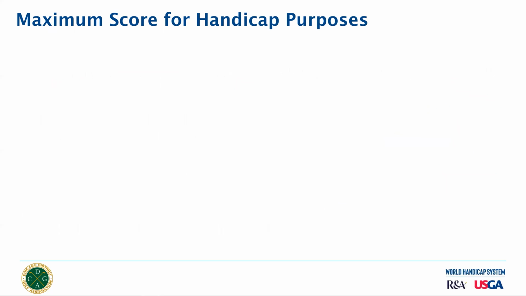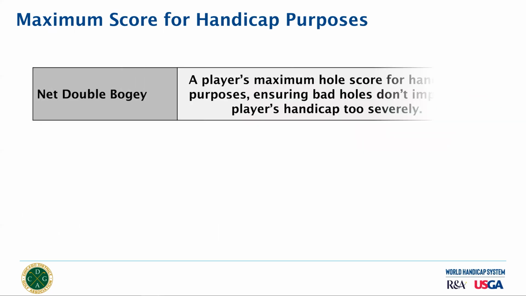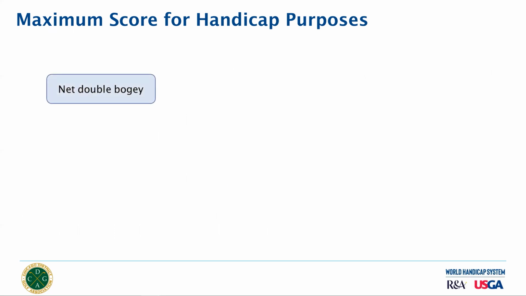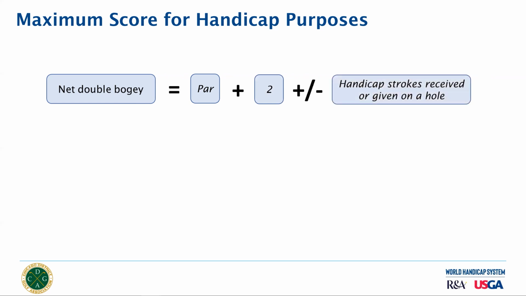Maximum score for handicap purposes. This is something we've adopted from the rest of the world. It is now net double bogey. A player's maximum hole score for handicap purposes, ensuring bad holes don't impact a player's handicap too severely. Here's how we arrive at the number. It is par plus 2 plus or minus strokes given or received on a hole.